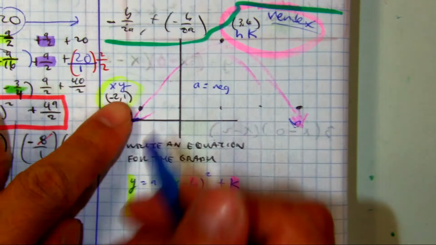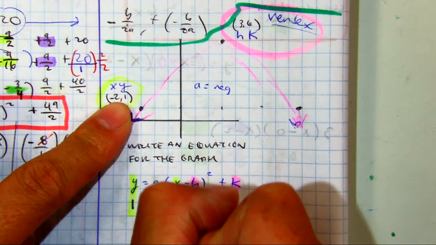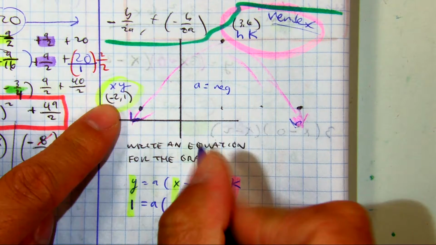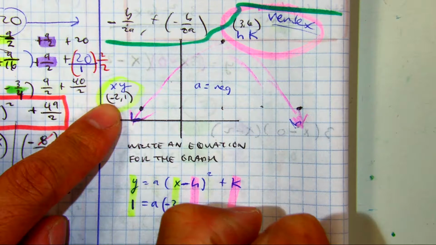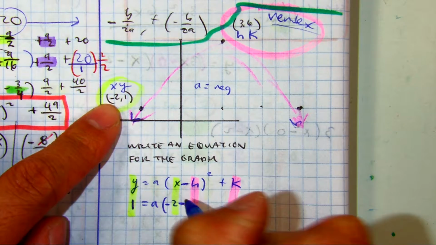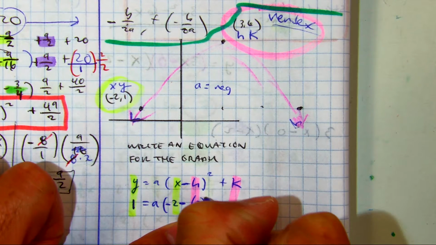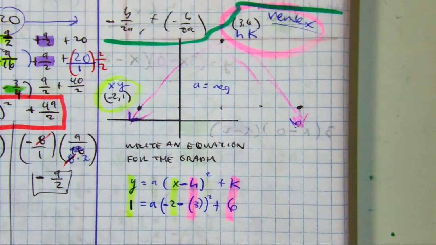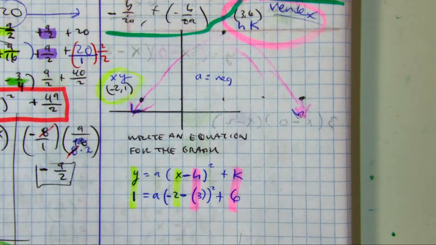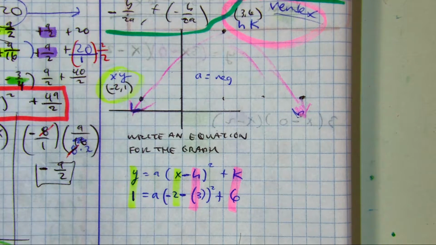My Y value is 1. My X value is negative 2. Okay, don't forget, I don't care what the H value is, that is a minus sign. H value is 3. And our K value is 6. And basically all we're going to do is solve for A, and then we can use that to write an equation.